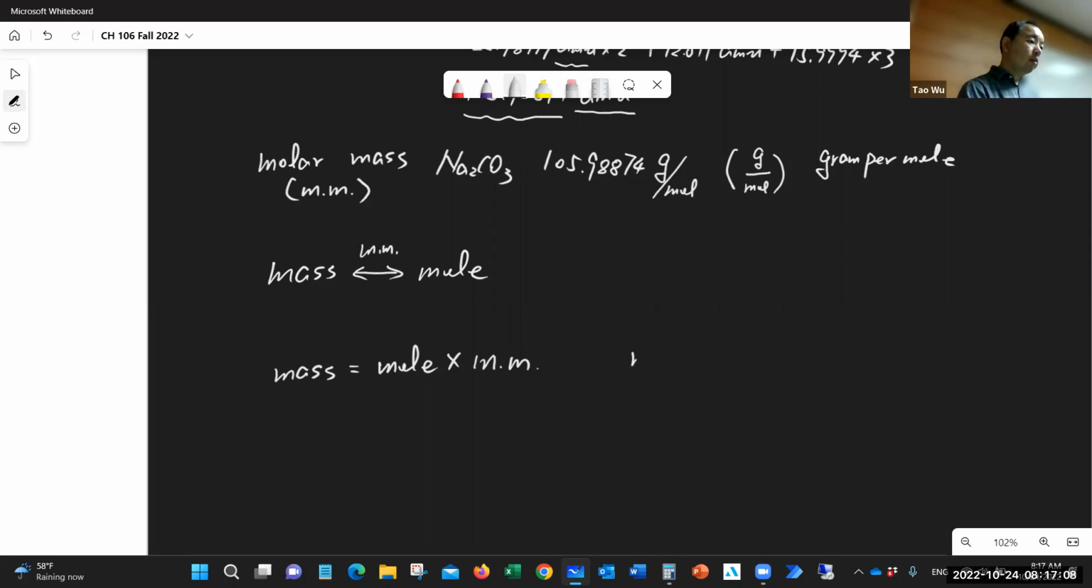And if you want to convert mass to mole, you use the molar mass. So the mass divided by the molar mass will give us the mole. Okay, so that is the conversion between mass and mole. If you have a mole times molar mass, you get a mass. If you have a mass divided by molar mass, you get a mole. Okay, so that is the relationship between each other.